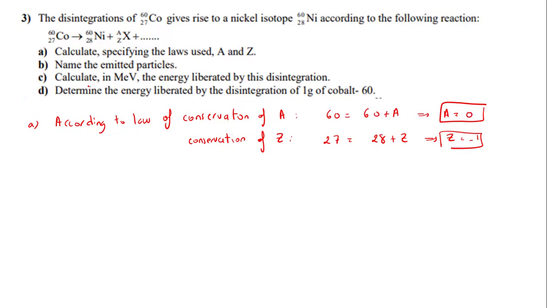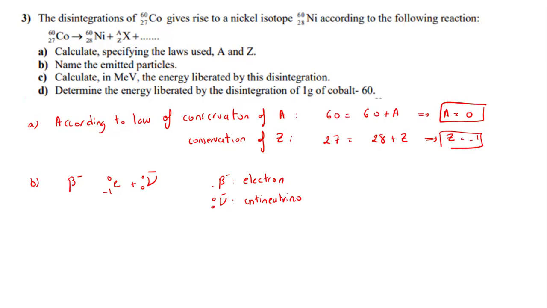Now name the emitted particles. Part B. Since we found A equal to 0 and Z equal to negative 1, this particle is the beta minus, which is e with A = 0, Z = -1. But with the electron we always have the anti-neutrino, 0, 0. So to name them, we have beta minus, which is the electron, and the anti-neutrino.